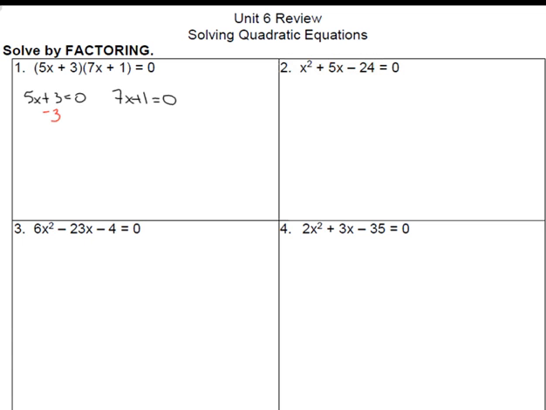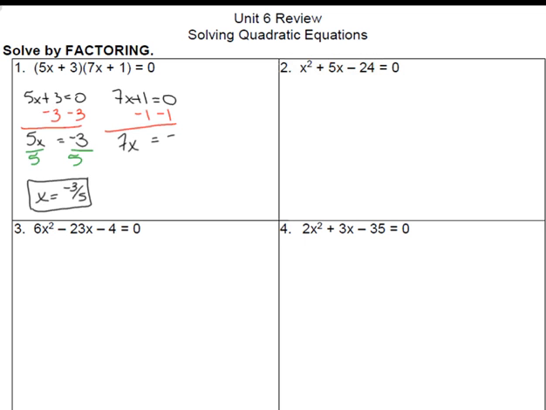The one on the left, I'm going to start by subtracting 3 from both sides. So I have 5x is equal to negative 3. I'm now going to divide both sides by 5. And I have x is equal to negative 3/5. The one on the right, I'm going to start by subtracting 1 from both sides. So I have 7x is equal to negative 1. I'm going to now divide both sides by 7. So I have x is equal to negative 1/7.